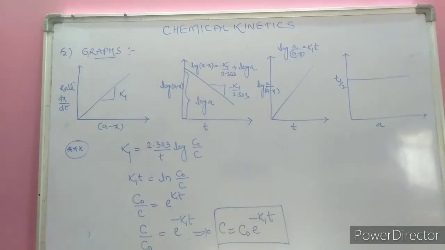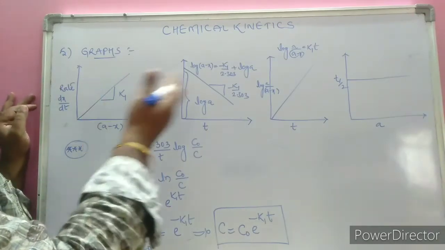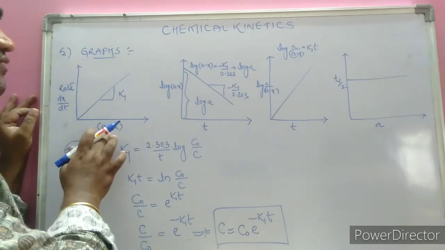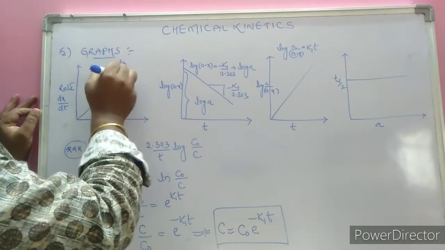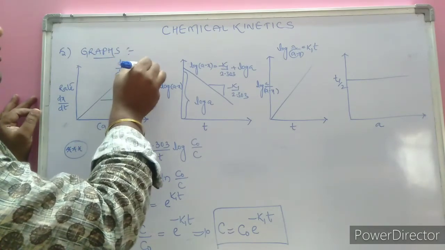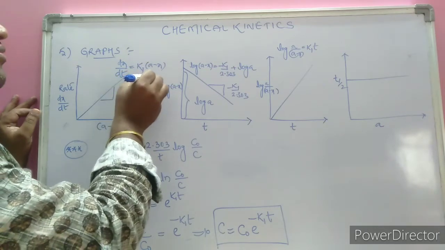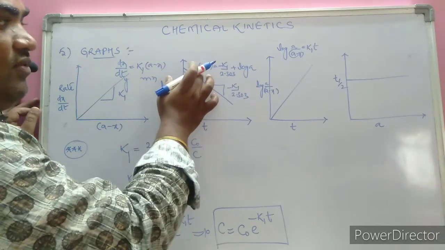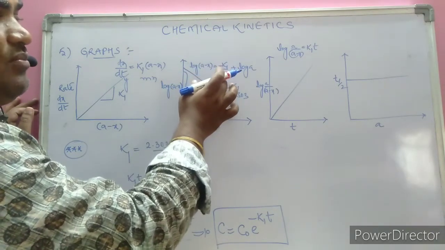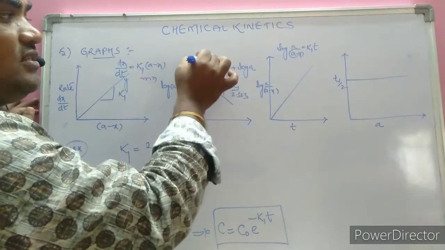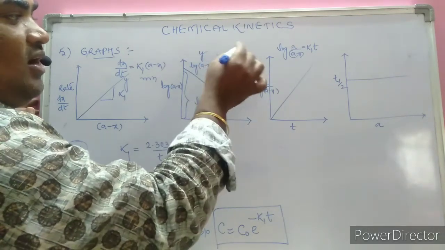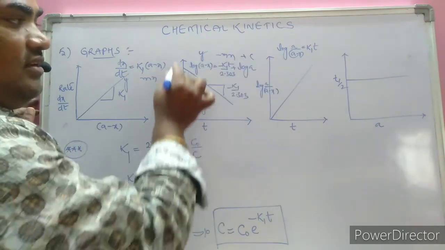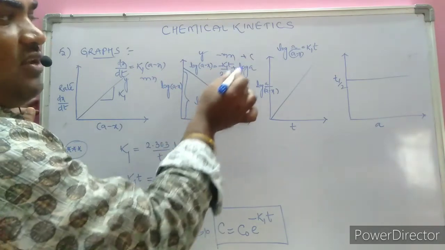The fifth characteristic comes under graphs, which are asked in different forms and different ways. Rate versus concentration of the reactant: we know well dx by dt is equal to k1 into a minus x. In the form of y is equal to mx, the slope is k1. If log of a minus x against t is given, the equation is log a minus x is equal to minus k1 by 2.303 into t plus log a. This is in the form of y is equal to minus mx plus c. Hence, the slope is negative and the intercept is log a.